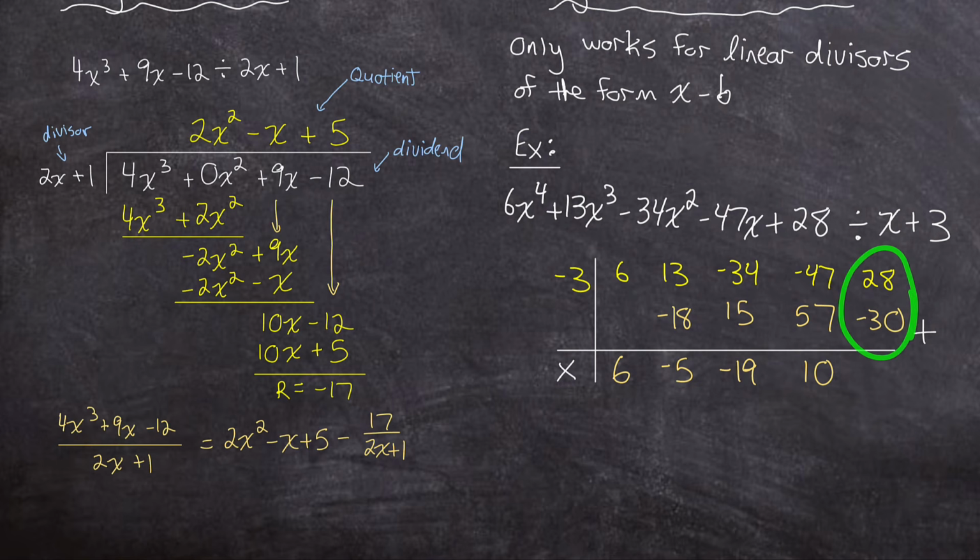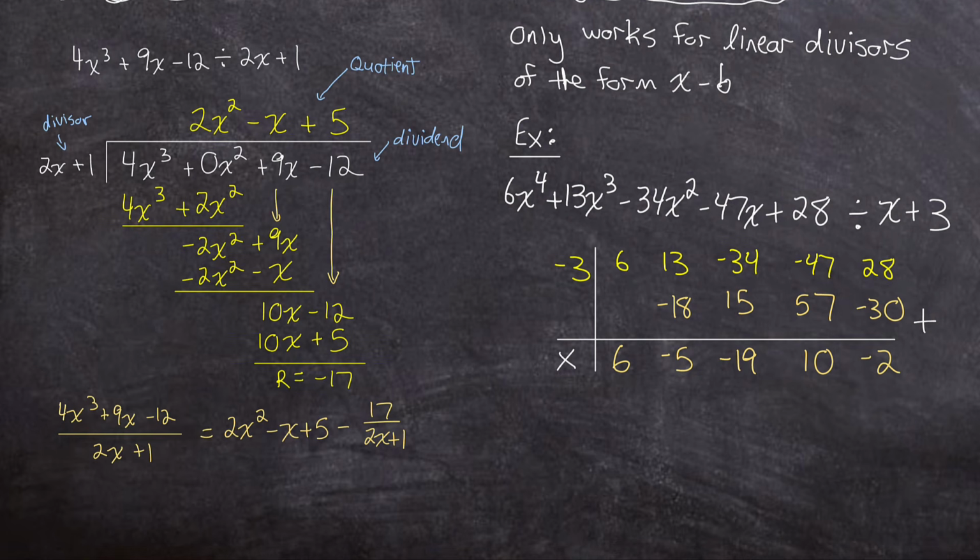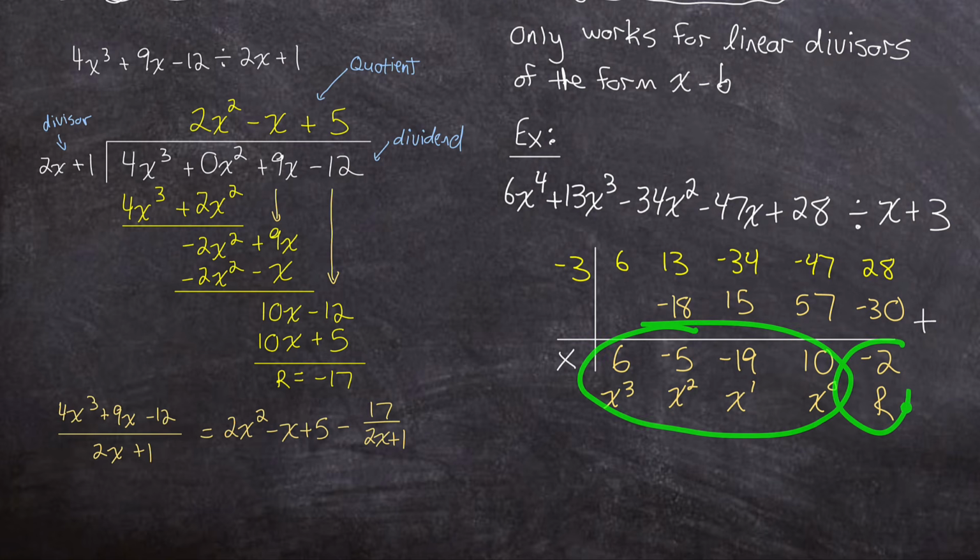And then adding those numbers gives me negative 2. Now the far right number is our remainder, and then the rest of the numbers are the coefficients of the terms in our quotient. Starting from the right, the first number is the coefficient of my degree 0 term, then my degree 1 term, degree 2, and degree 3 term. So this is my quotient, and this is my remainder.